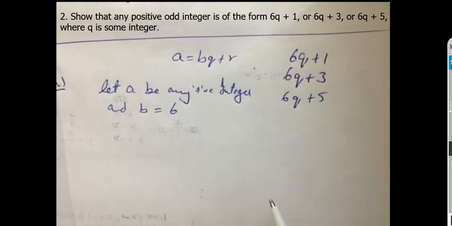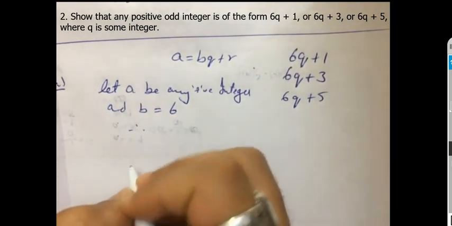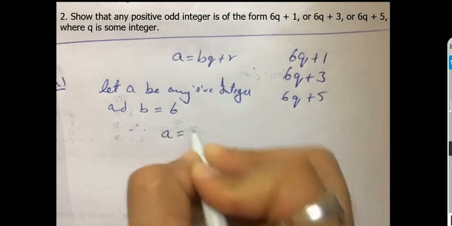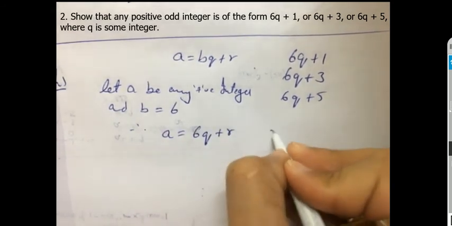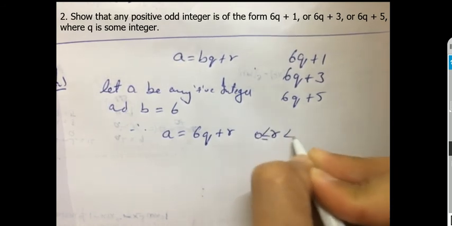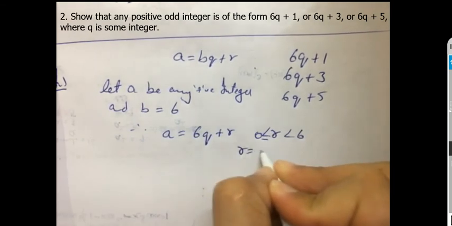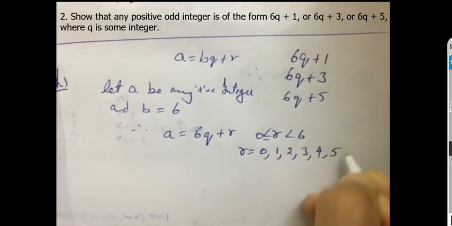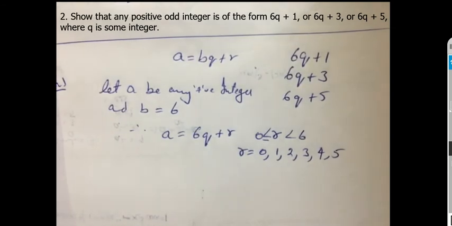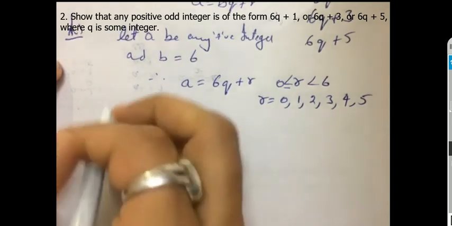Over here we are taking 6 with q. Therefore, Euclid division algorithm will be a equals to 6q plus r, where r will be greater than or equals to 0 and less than 6. The value of r will be equals to 0, 1, 2, 3, 4 and 5. These will be the values.